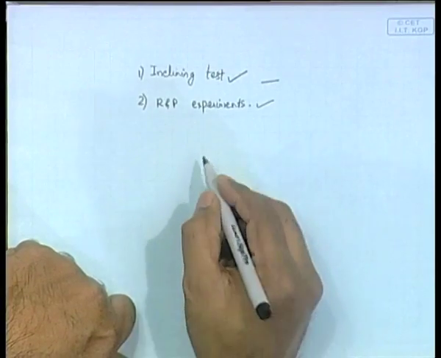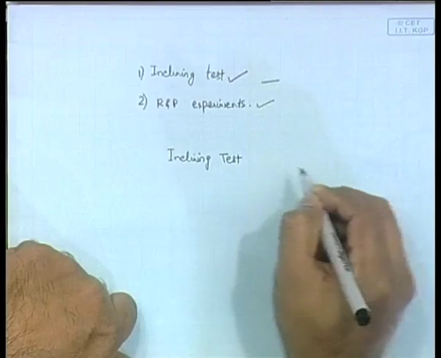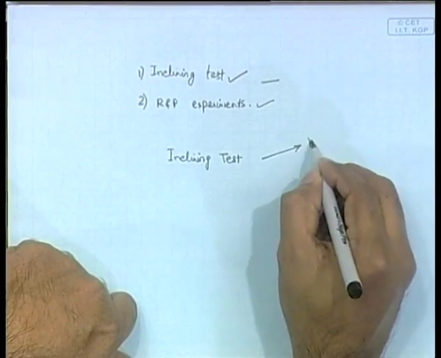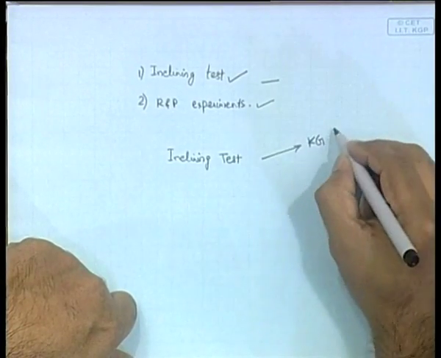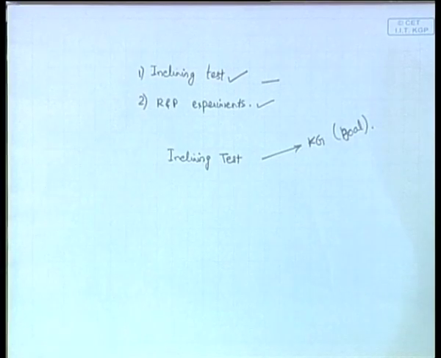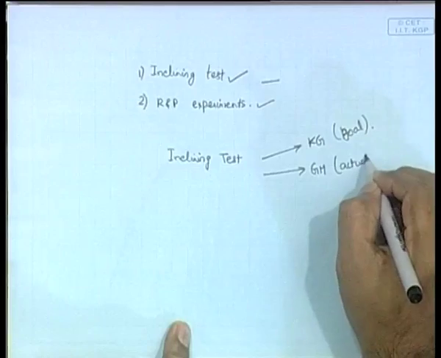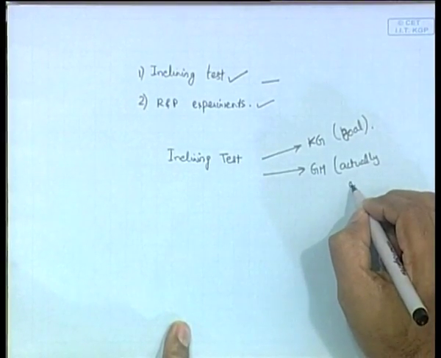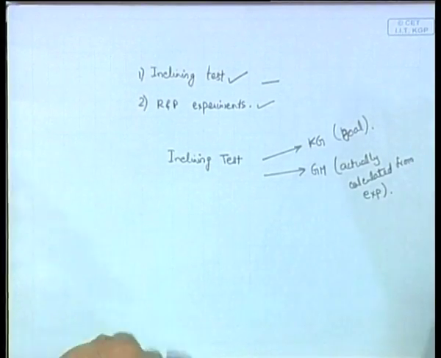Now the real purpose of the test is to calculate KG, that is the position of the center of gravity of the vessel. So this is the purpose, or let me call it the goal of the test. But what we calculate in this experiment is actually GM. What is actually calculated from the experiment is GM, but the main purpose is to get KG.